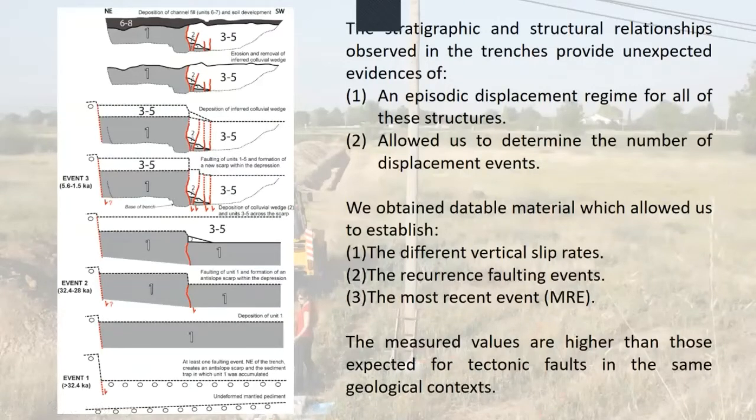The stratigraphic and structural relationships observed in the trenches provide unexpected evidence of an episodic displacement regime for all of these structures. This allowed us to determine the number of displacement events, and we obtained datable material which allowed us to establish the different vertical slip rates, the recurrence of fault events, and the most recent event. The measured values are higher than those expected for tectonic faults in the same geological context.